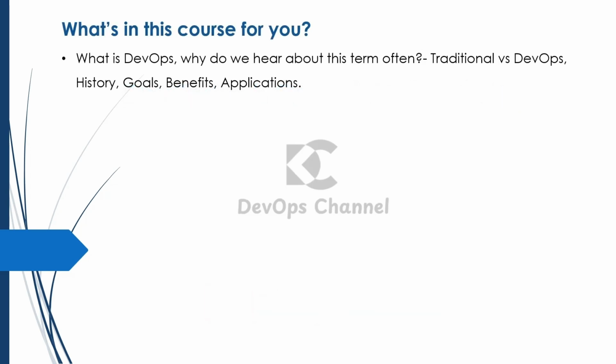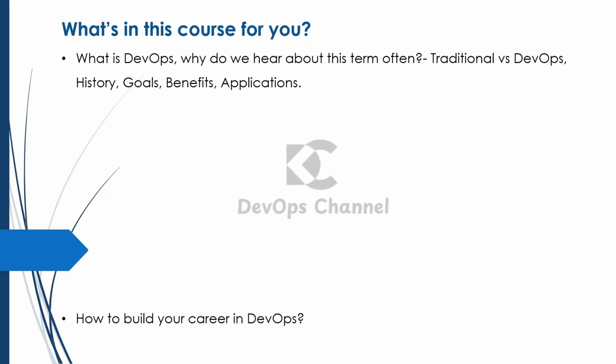Now, first you will learn about what is DevOps and why you hear about this term so much in your IT world. Then we will learn about traditional versus DevOps. What are the differences? Did we need to adopt this DevOps? Then we will learn about what is the history, where did it come from, then its goals, and then benefits, what benefits it provides, and the real life world example of DevOps.